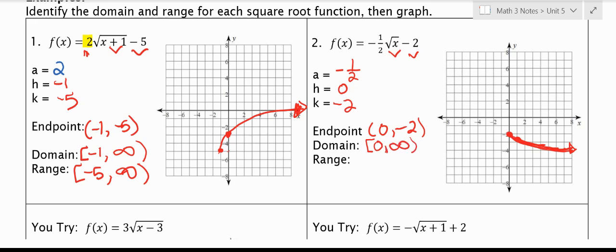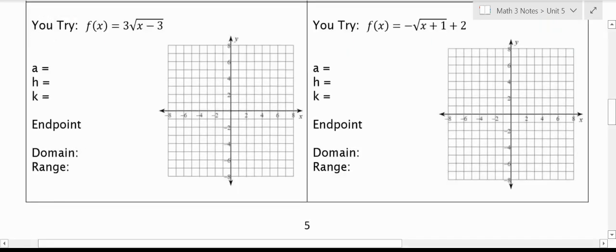And my k value, you can see it's actually going down, right? Because it's a negative. So it is going to have that k value in there, but it's actually going to be negative infinity up until the highest point, which is negative 2. So if your a value is negative, it's going to be going down, and you're going to have that negative infinity to negative 2 with a bracket. All right? That one you can try out.